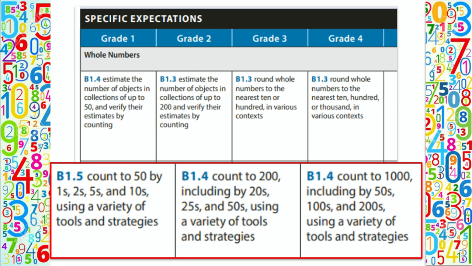Here we can see the specific expectations for counting in grades 1 to 3. In grade 1, count to 50 by 1s, 2s, 5s, and 10s. Grade 2, count to 200, including by 20s, 25s, and 50s. Grade 3, count to 1,000, including by 50s, 100s, and 200s.